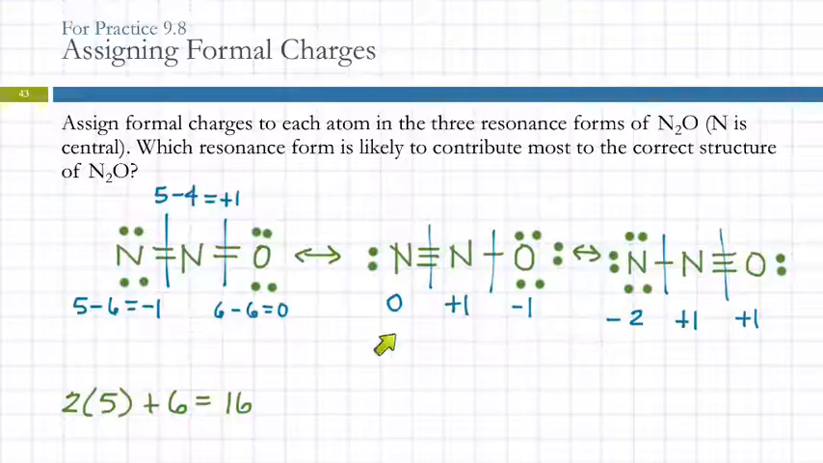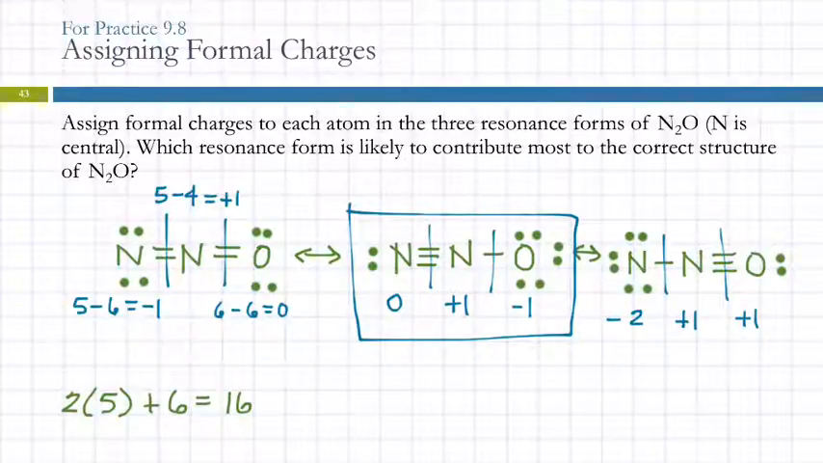How do we choose which of these is better? If there's a negative formal charge, it should be on the more electronegative element. Remember, the electronegativity tells us how attractive an atom is for electrons in a bond. So oxygen is more electronegative than nitrogen. So we would expect oxygen to be hogging these electrons, and so this is the best one, this one in the middle. It has the lowest formal charges and the negative formal charge on the oxygen.